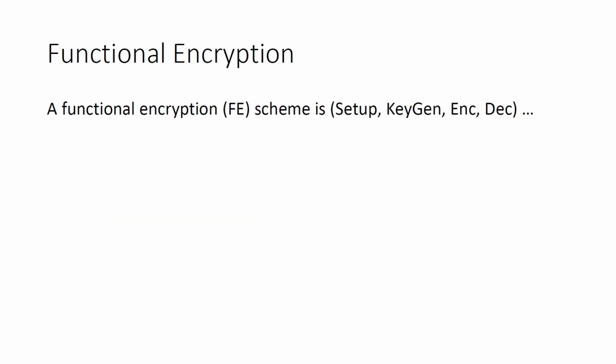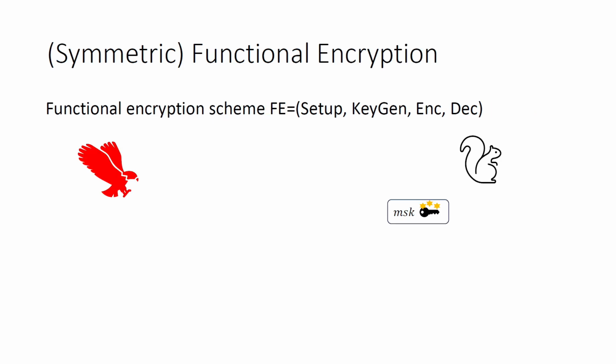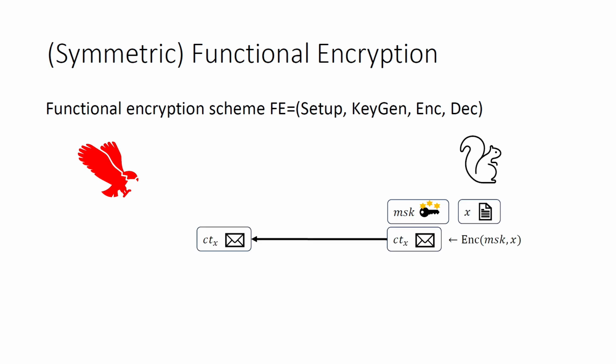What's an FE scheme? You should all know by now. This is the second talk in the second block. In case you didn't pay attention the last 100 minutes, let me repeat, super short. A symmetric FE scheme: we have our master secret key holder, this is a nice squirrel over here, and it can take a message and encrypt it with the master secret key to get a ciphertext and send it to a user or adversary, that's the eagle.